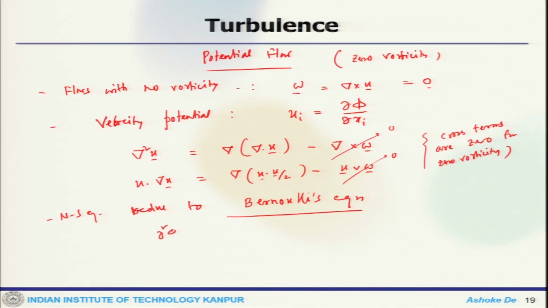Which is del 2 phi by del x i square equals 0, and del phi by del t plus half u square minus g z equals constant. So, these are the set of equations that one may have for potential flow, which has zero vorticity. That means the flow field is assumed to be neither getting stretched nor having any rotation.